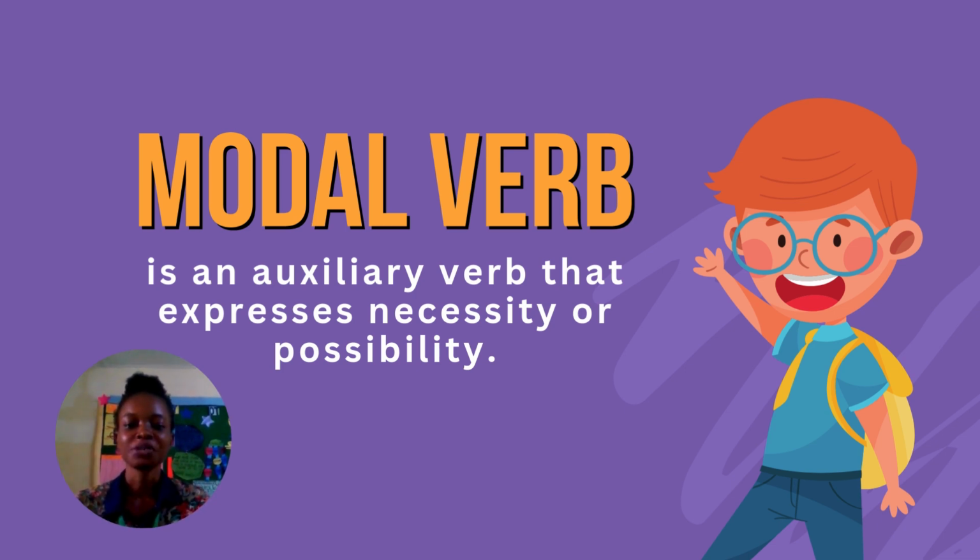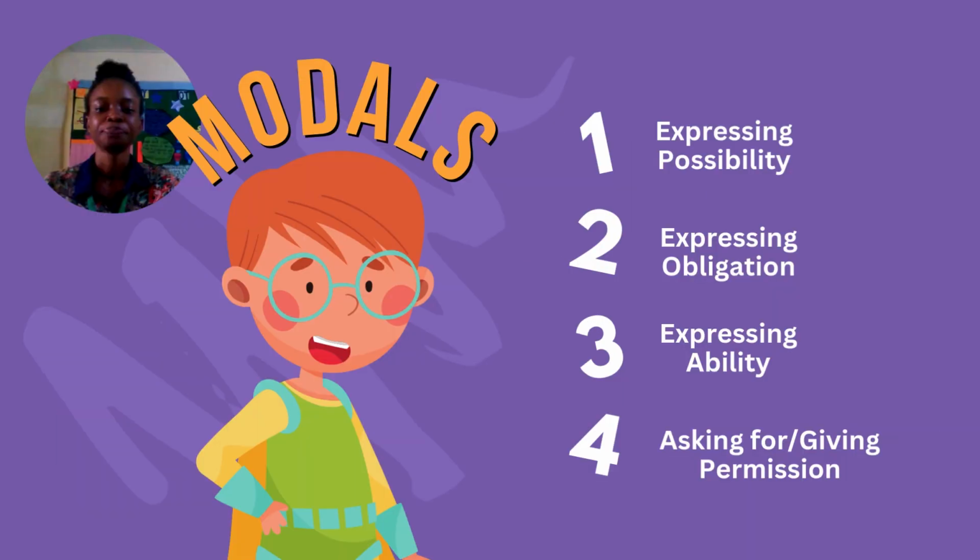Now we're going to be simply starting with the definition of modal verb. A modal verb is an auxiliary verb that expresses necessity or possibilities. Modal verbs are simply helping verbs. They are those words used with verbs that help to express necessity or possibility. Now, we have various examples of modal verbs which perform various functions like expressing necessity, obligations, possibilities, and a lot more. And we're going to be looking at each of these one after the other.